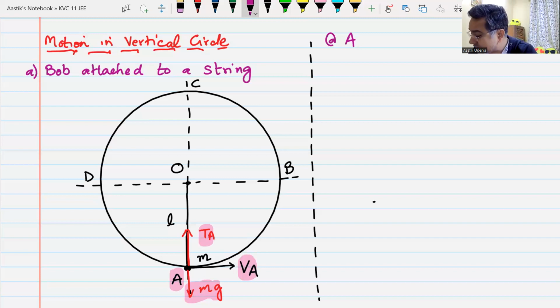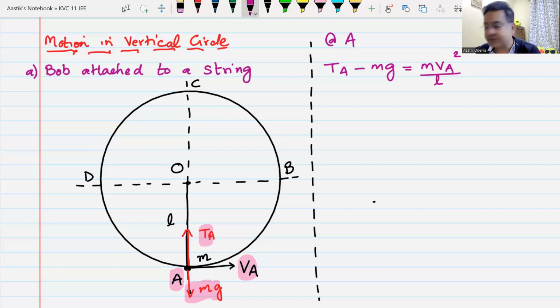So the first equation that I will get will be TA minus Mg equals mVA square by L, the centripetal force. That is the first equation that I make, towards the center of the circle. What is the second equation that I make?